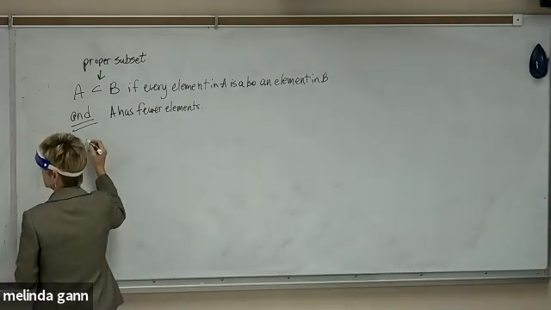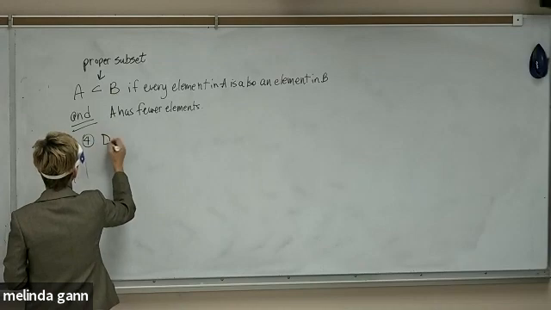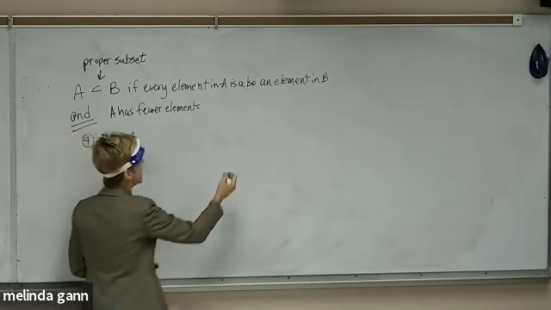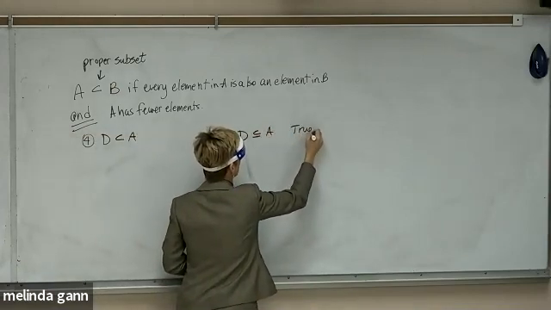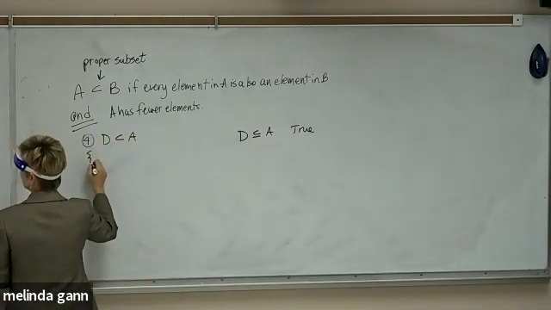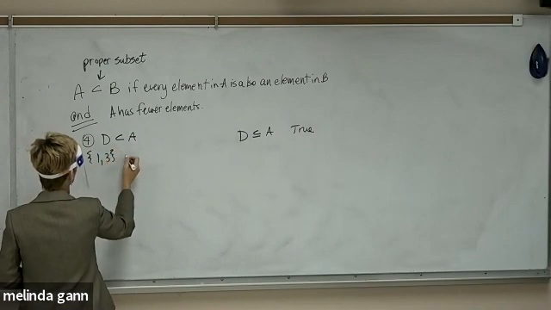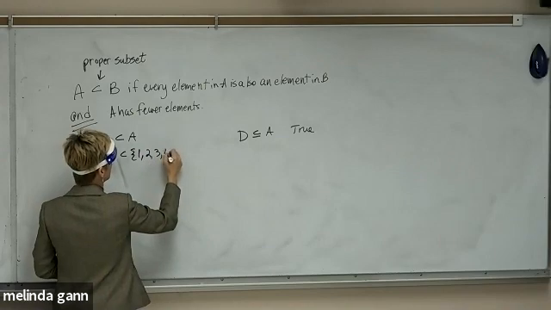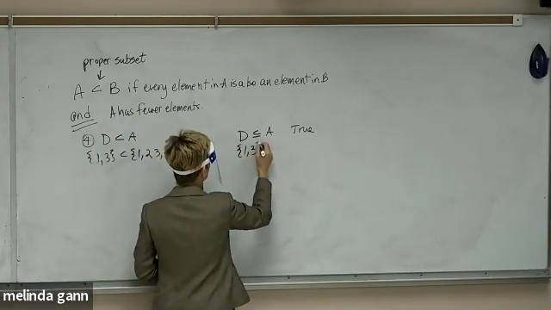So I want to know this. True or false? D is a proper subset of A. I mean, a minute ago, you told me that D was a subset of A. You told me that was true. Well, remember what D had in it. D had what? 1 and 3? And A has 1, 2, 3, what? 4. So let's make sure we understand the difference in these things.